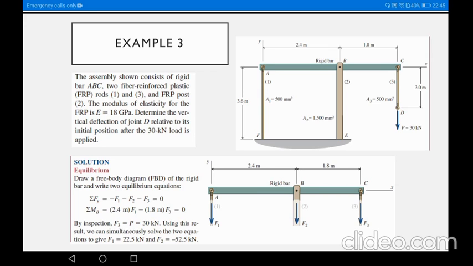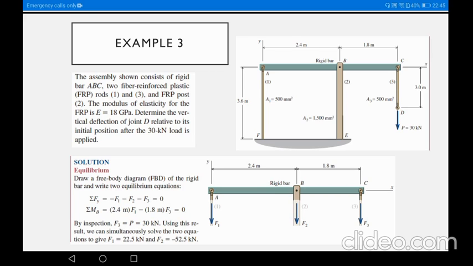We have a rigid bar ABC supported by post 2 and also rod 1. There is an external load of 30 kN applied at point D of rod 3. Our job here is to determine the vertical deflection of joint D caused by this external load.